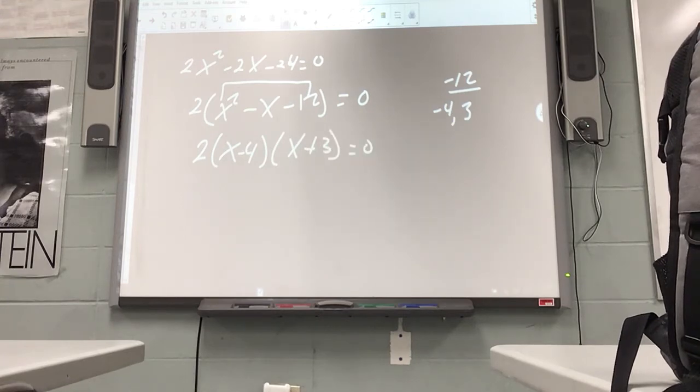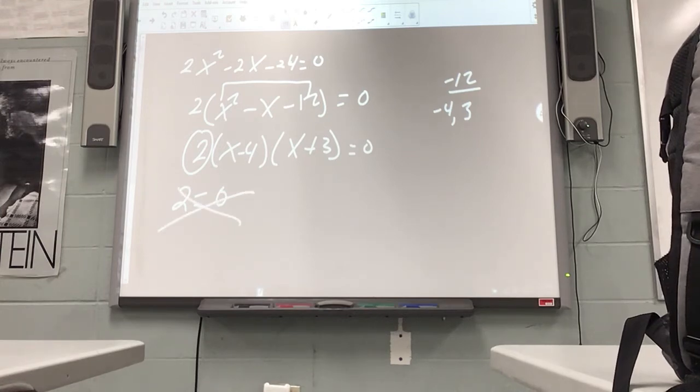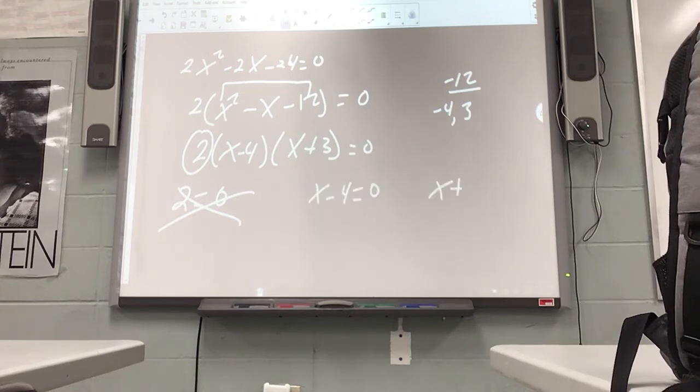Okay, so what we're still going to do now is set each of your factors equal to 0. Well, I actually have 3 pieces there, don't I? The 2, the x minus 4, and the x plus 3, right? Look what happens if I set this one equal to 0. 2 equals 0. Is that okay? Really? No, 2 does not equal 0, right? So that's a dummy answer. So when you have a GCF that's just a number and you're solving, that's going to end up getting tossed to the curb. So just X it out. Yep, so now we'll do our x minus 4 equals 0 and our x plus 3 equals 0.